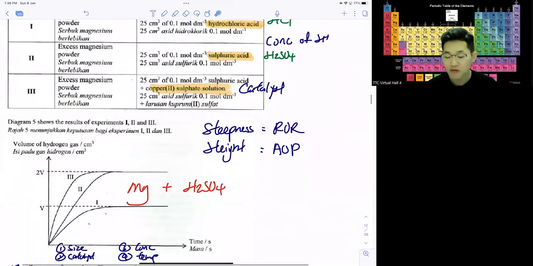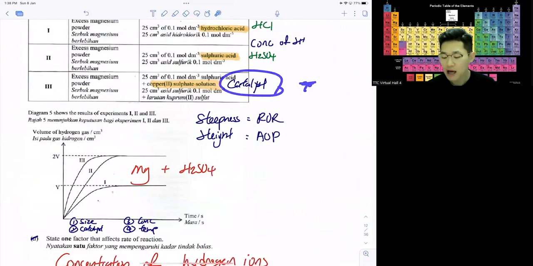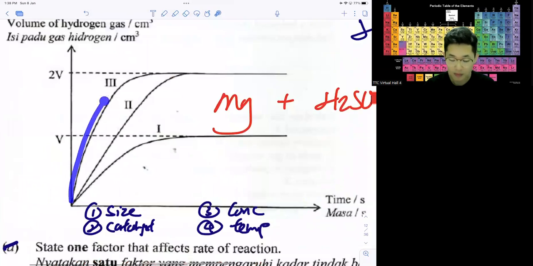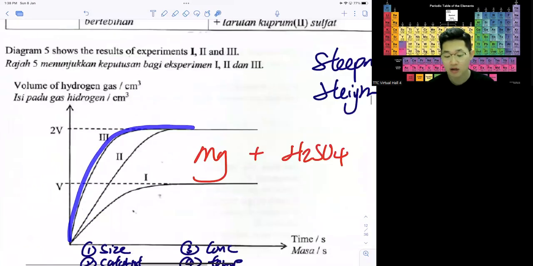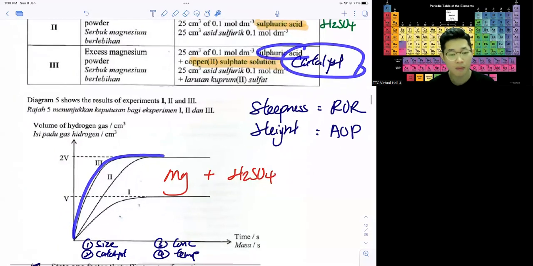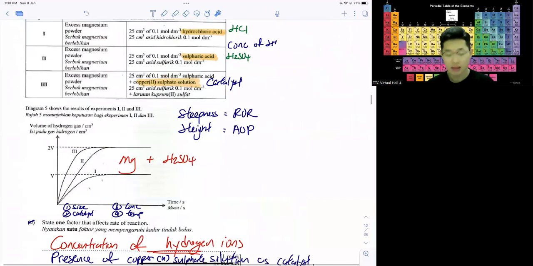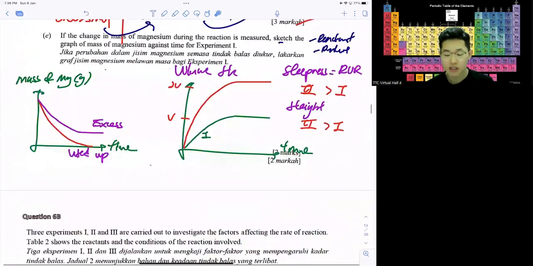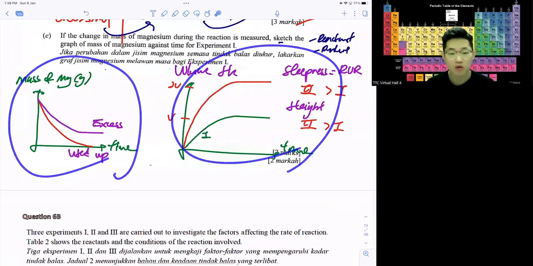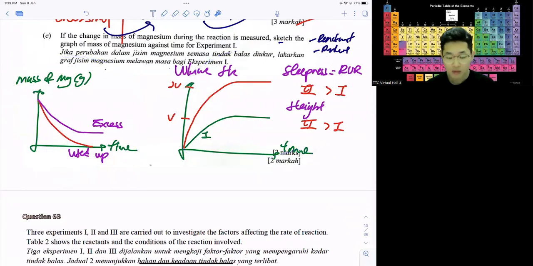So if you want to label the curve 3, you compare it with curve 2 as well. You can see with catalyst, experiment 3 is going to have a higher rate than experiment 2. So 3 has to be steeper than 2. But same height, because they use the same acid. Okay, just like that. So this is how I sketch reactant time graph and product time graph. One goes down, another goes up.